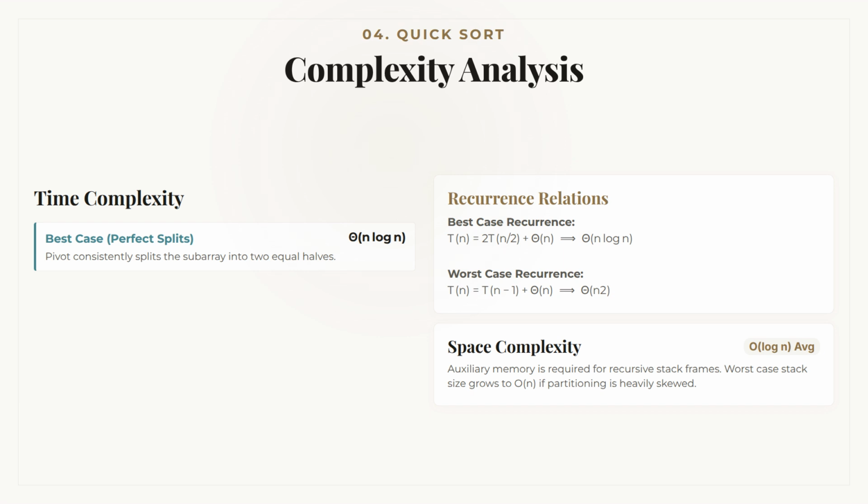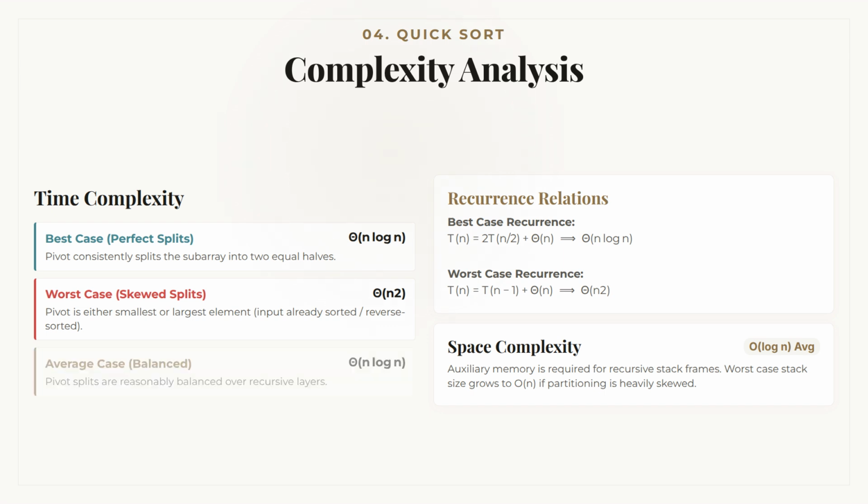In the worst case, the pivot becomes either the smallest or the largest element. This happens when the array is already sorted or reverse sorted. The recurrence becomes T(n) = T(n-1) + n. The solution becomes theta of n squared.